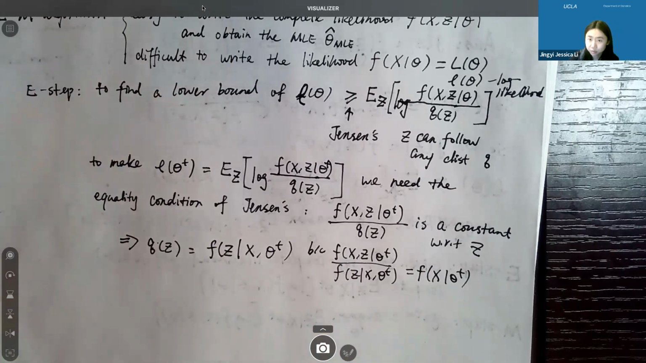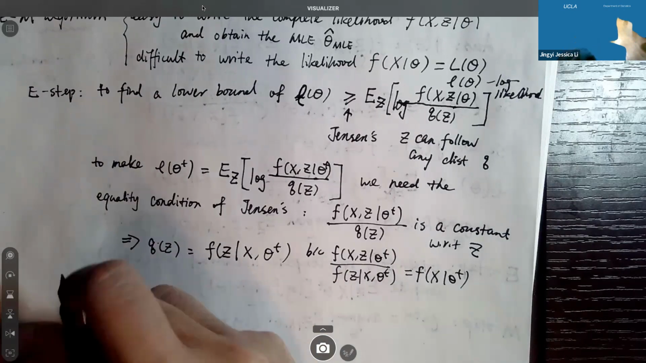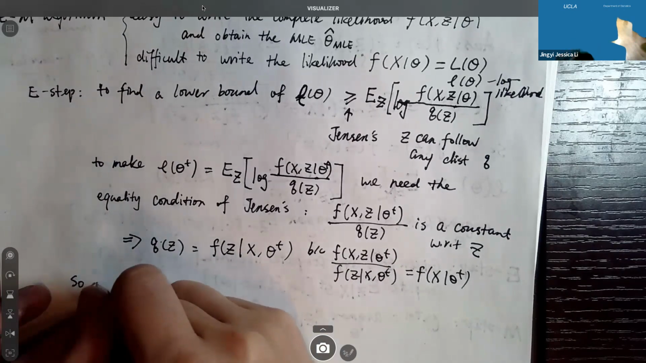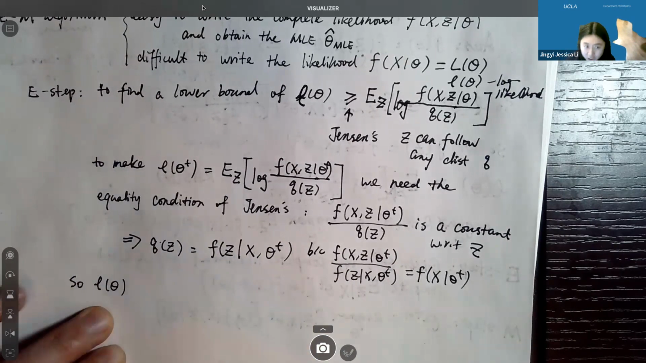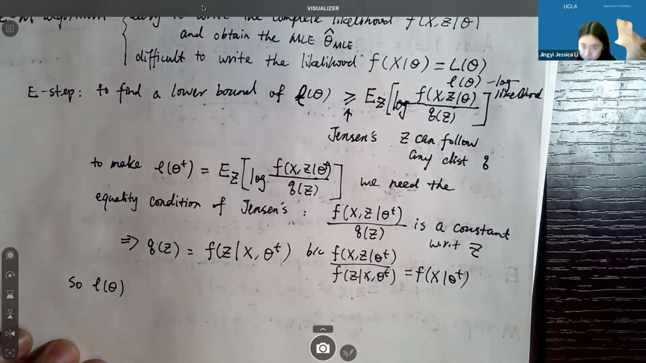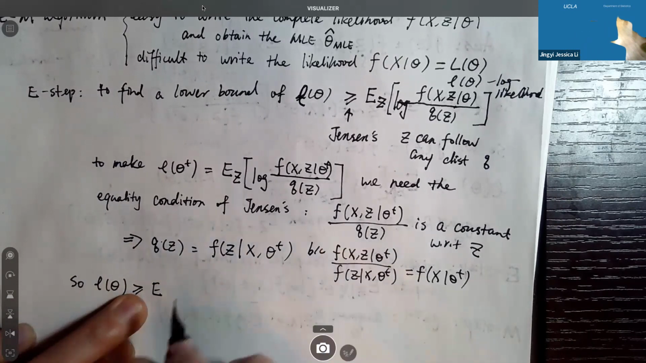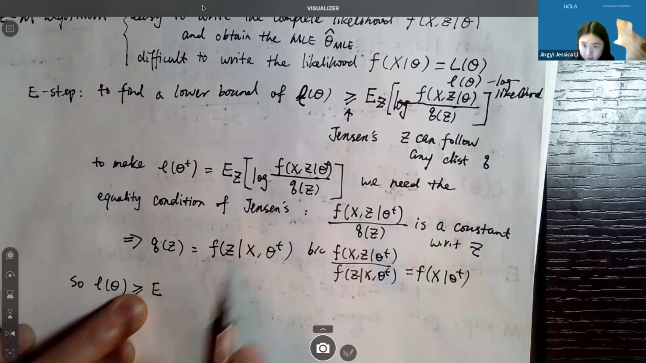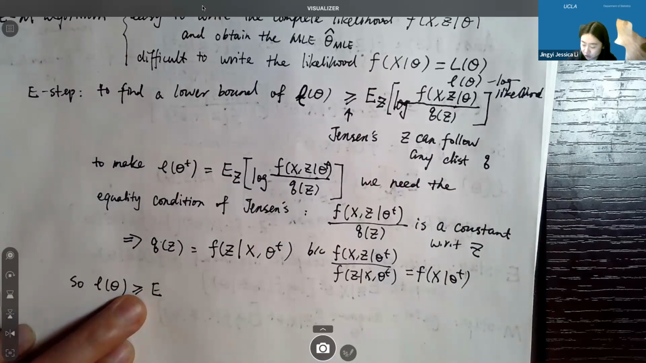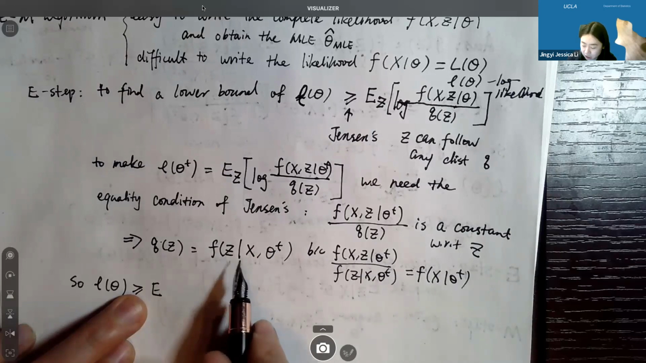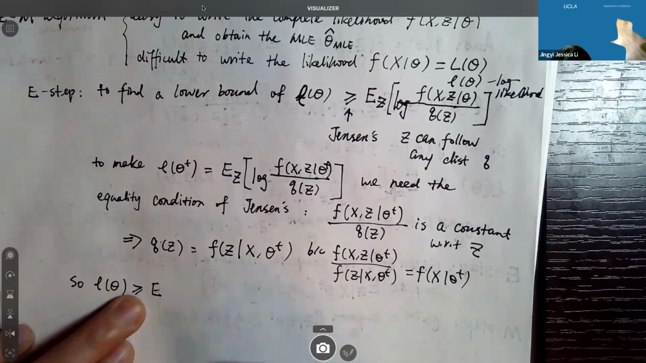So that's why, for this tangency requirement as well as the lower bound, in the E step we find the lower bound of our target, the log likelihood function, as the expectation. Here the distribution of z is specified to be the conditional distribution of z given x and theta t.